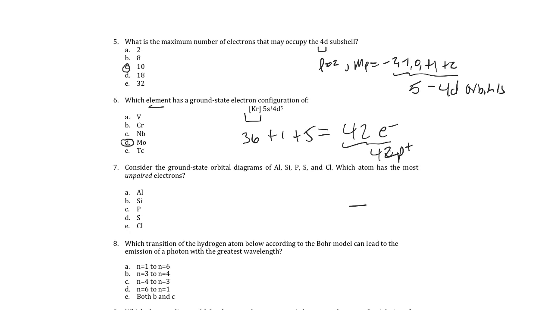And so if we're imagining filling in from a 3s2, 2 electrons, into a 3p, we're going from a 3p 1, 2, 3, 4, and 5. So as we go from aluminum, it would have 1 unpaired electron, silicon would have 2 unpaired electrons, phosphorus would have 3 unpaired electrons. Then sulfur back to 2, chlorine back to 1. So phosphorus is going to have the most unpaired electrons.